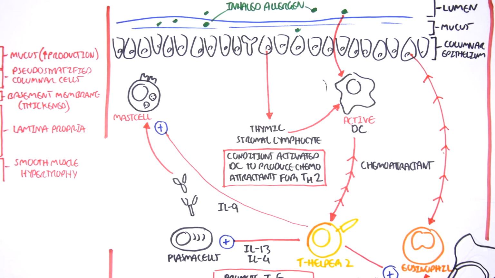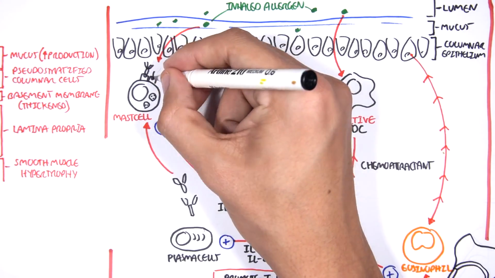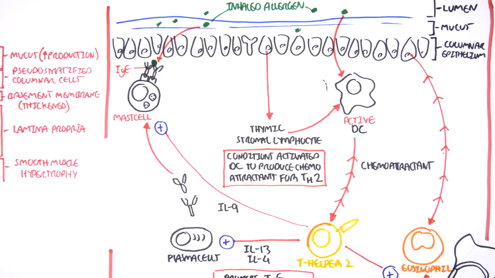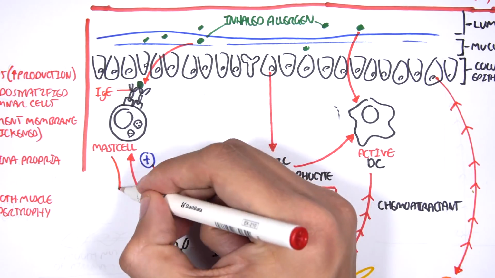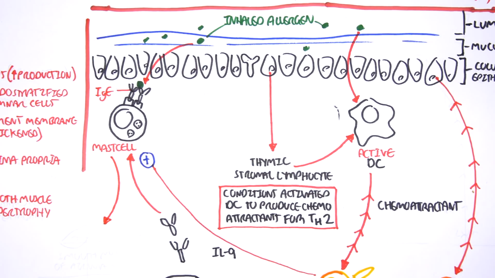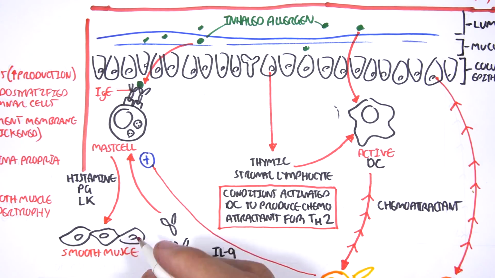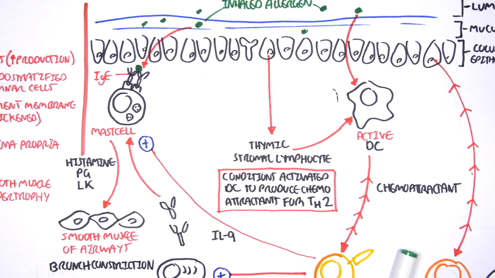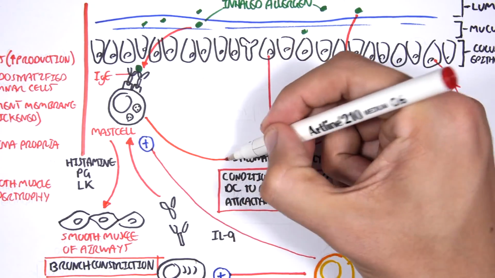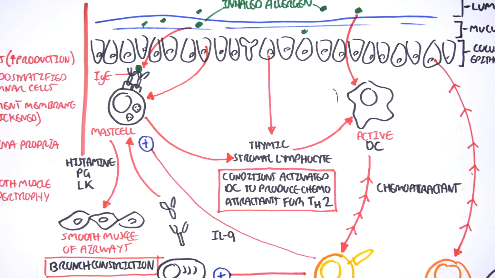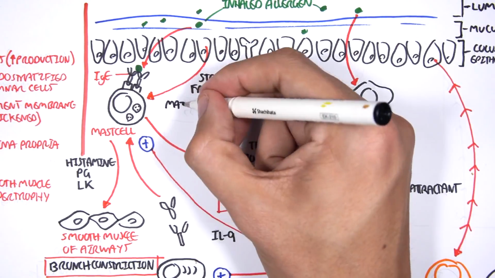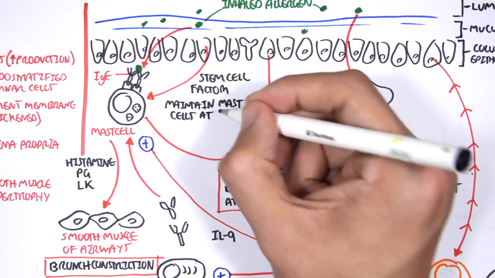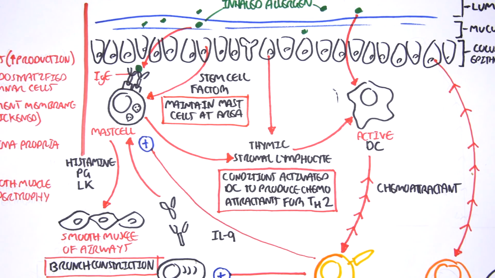So the inhaled allergen will bind onto the IgE mast cell complex, and this will cause the mast cell to release a few things, mainly histamine, prostaglandins, and leukotrienes. All this, specifically histamine, will stimulate smooth muscles in the airways to cause constriction, so we get bronchoconstriction. Also, during this whole process, the epithelial cell will release stem cell factor that will essentially maintain the mast cells in the area.